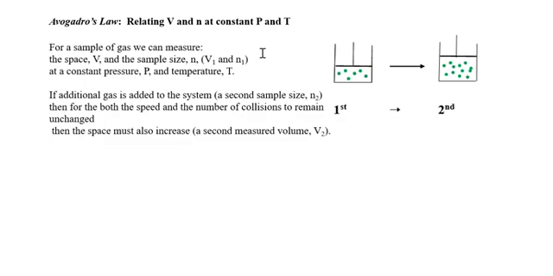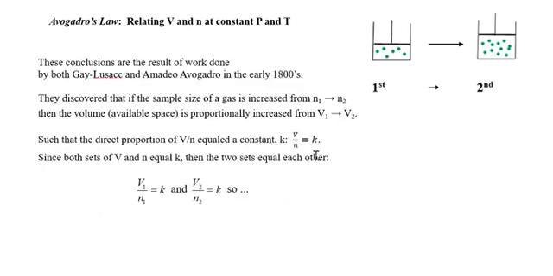Because if the particles are going the same speed in a larger volume, the only way you're going to have more collisions with the walls and containers is if you have more particles. Okay, and so what Avogadro is showing us is that volume and the number of moles are directly related. And as we saw through Charles's law and Gay-Lussac's law, direct relationships are division.